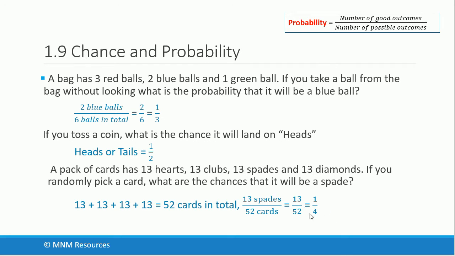Another way of working out how we simplify 13 by 52 to 1 by 4 is you can see that there are 4 sets of 13 different types of cards, and spades will be one set of those 4, so it's 1 by 4. That's another way of working it out, but using this equation is the simpler way of working it out.